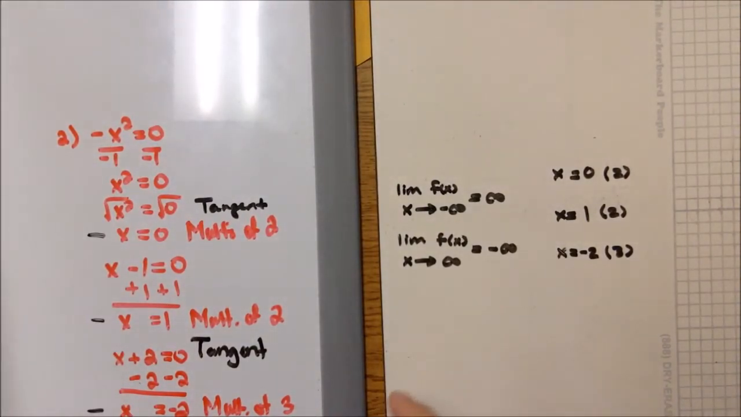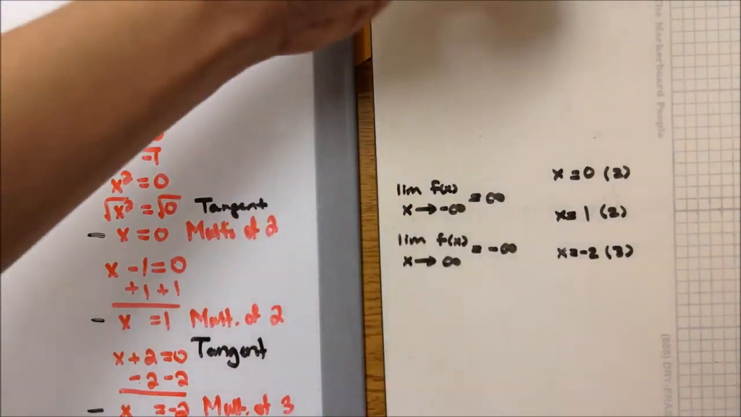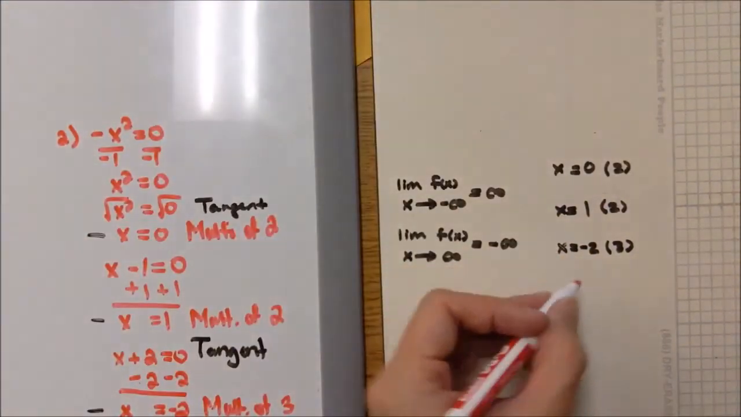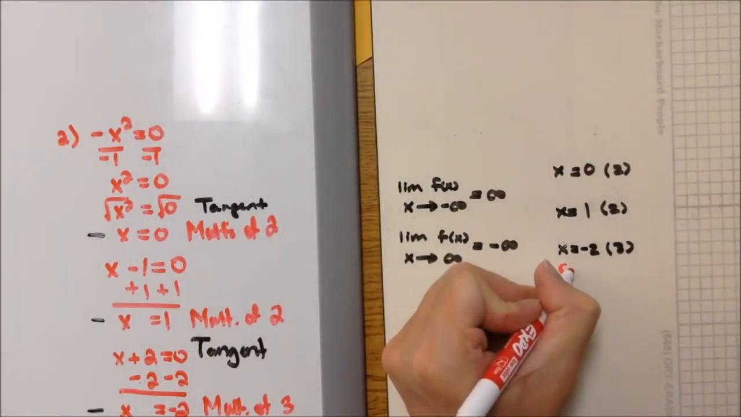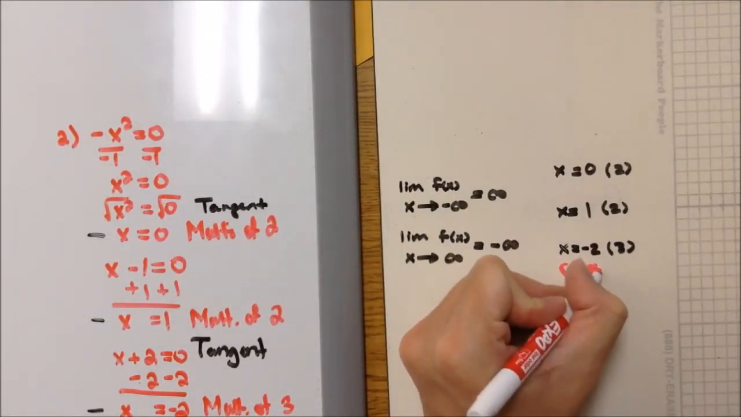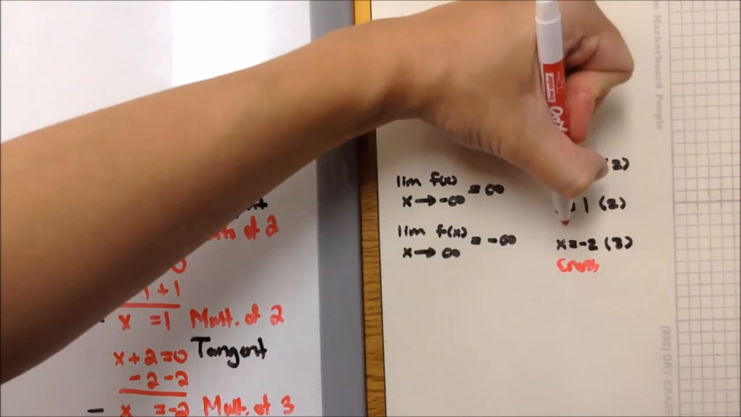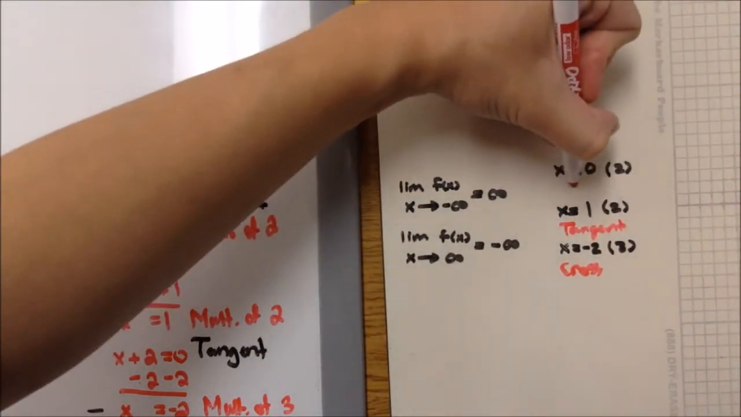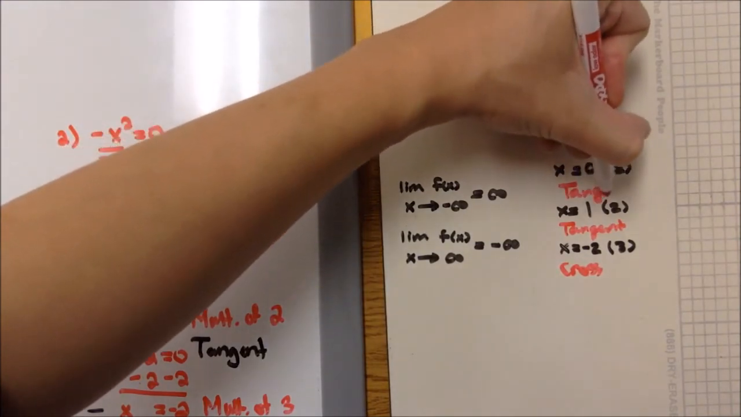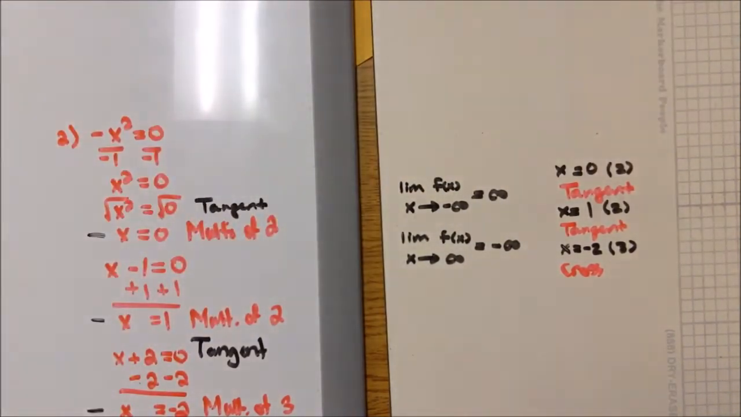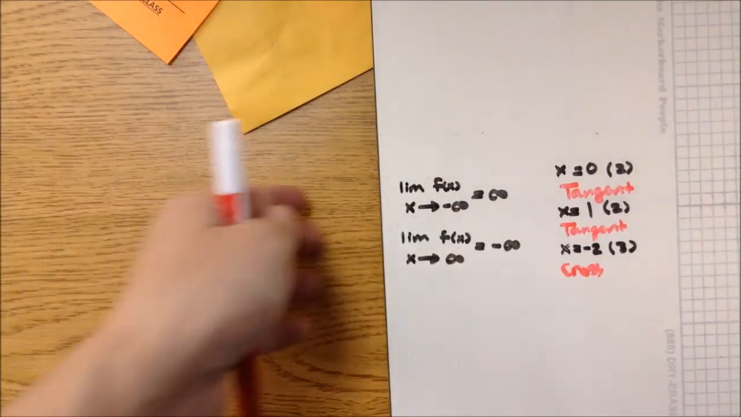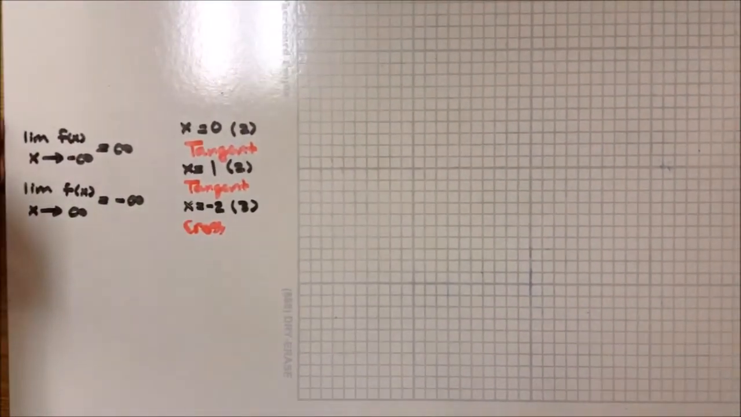But gotta keep in mind, even multiplicity is going to be tangent, and odd it will cross. So at odd, it's going to cross. Even, so it's going to be tangent, and this one will also be tangent. Alright, so we got our information. Alright, we're going to start graphing.